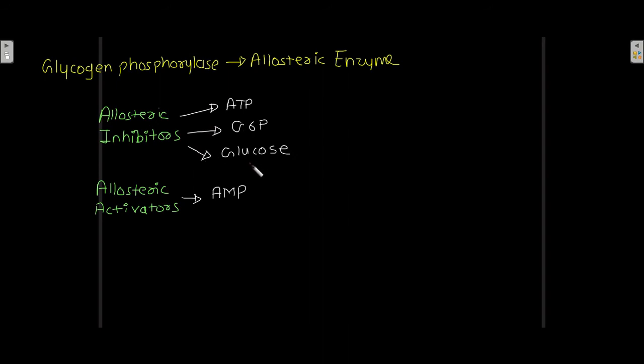You have enough glucose, you have enough ATP, enough energy, then why will you break down the glycogen? And that is the reason why these 3 molecules act as inhibitors of glycogen phosphorylase, and that is why glycogen breakdown is prevented, because there is no need. These are present in sufficient amount.